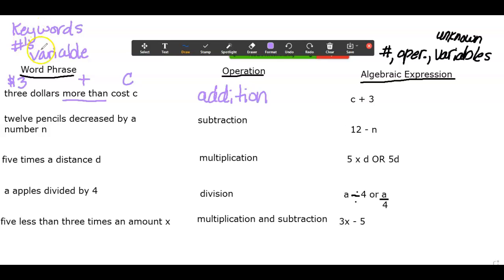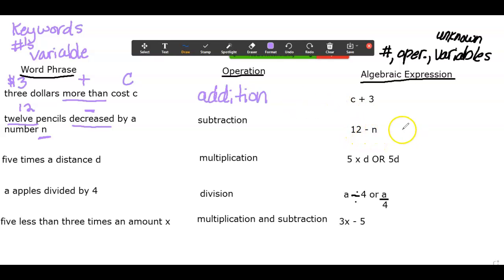All right, so now we're going to look at this word phrase. So again, I'm looking for the three parts. I see that there's 12 pencils. I see the word decreased. Decreased is subtraction because it's going down. Decrease is down, increase is up. And I see that the variable is n. Now they're telling me I have 12 pencils. That's my total. I have 12 pencils and I decrease that by n. So the way we write that is 12 minus n.